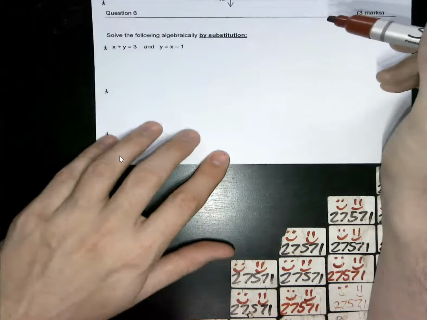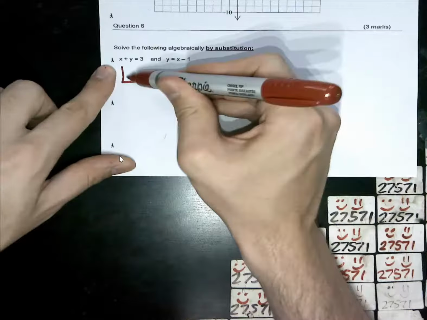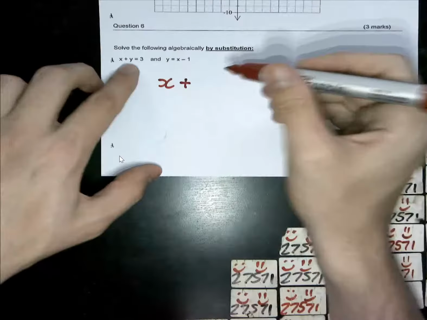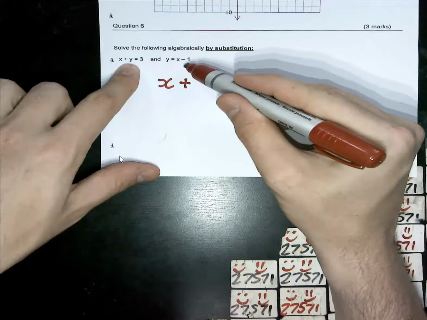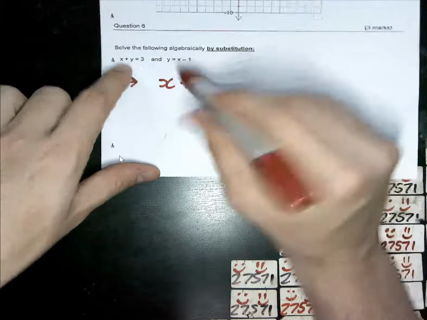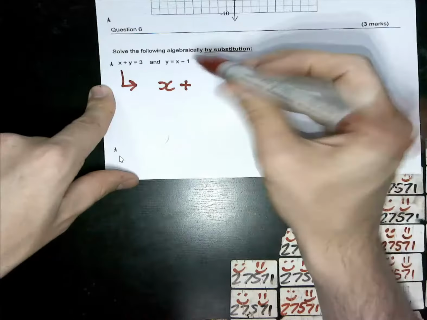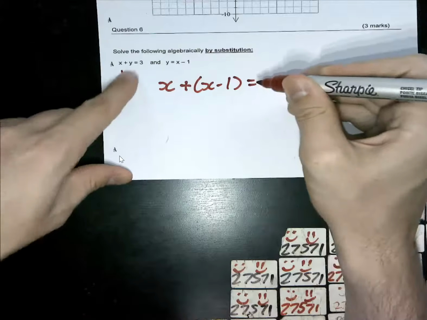Okay, next question. Solve the following algebraically by substitution. So you've got x plus y equals 3. But you also know that y is equal to x minus 1. So in this first equation, instead of this y, you can just replace that with x minus 1, because you've got x plus y equals 3, but here you've got that y is equal to x minus 1. So you've got x plus (x minus 1) instead of the y, which equals 3.